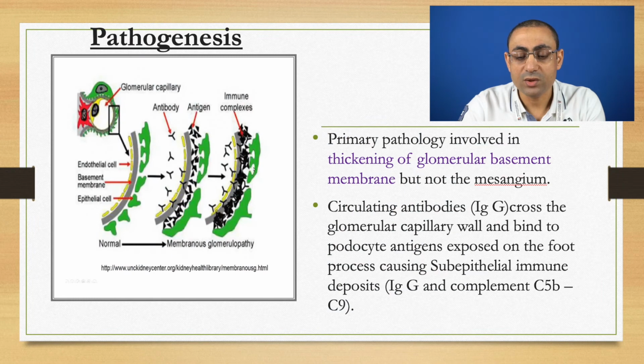The primary pathology involves thickening of the glomerular basement membrane, but not the mesangium. So there is no mesangial matrix expansion, and no mesangial hypercellularity can be seen in biopsy. The circulating IgG antibodies cross the glomerular capillary wall and bind to the podocyte antigen exposed on the foot processes, causing subepithelial immune deposits. IgG and complement, especially the complement cascade from C5b to C9.